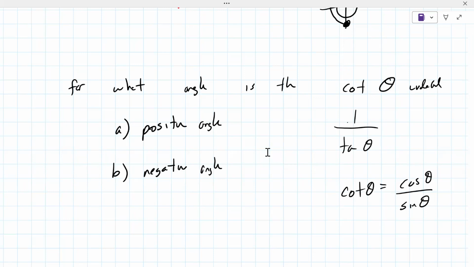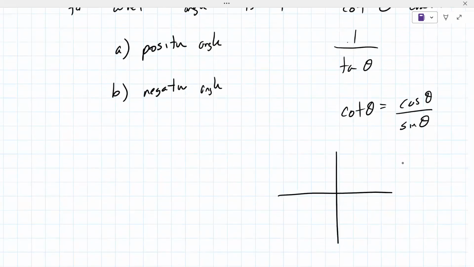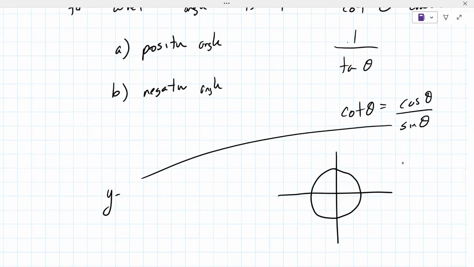I'm asking where is cotangent undefined? And I'm really asking now where is sine of theta equal to 0? Because when you divide by 0, it's undefined. If we're looking at the unit circle again, sine is the y value. So I'm really asking where is the y value equal to 0 on the unit circle?